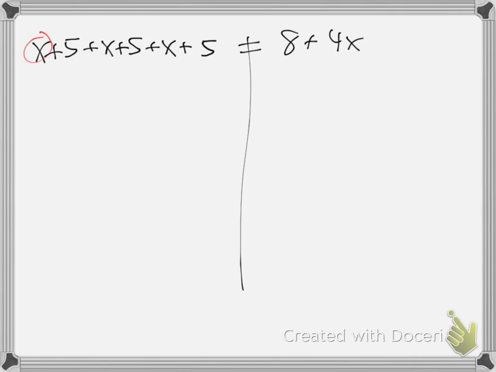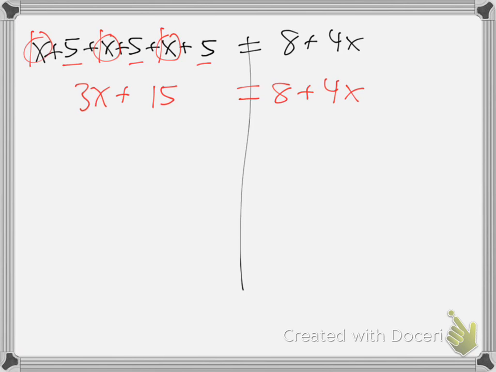So x plus x plus x. Yeah, because 1x, 1x, and 1x, that's 3x. And 5 plus 5 plus 5? 15 equals 8 plus 4x. Now, you're all lean, mean, solving machines at this, but you know how to solve when there's x on both sides.